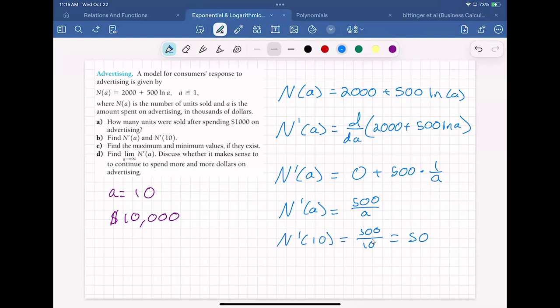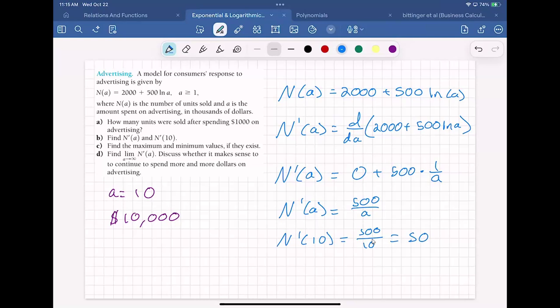Now, from that, though, the main thing that we could say is, is the rate increasing or decreasing the more you spend when we're looking at $10,000? Increasing. It's increasing, right? So, different ways we could look at that. It's like, hey, if we spend $10,000, that's helping us boost our sales by 50 units, right?